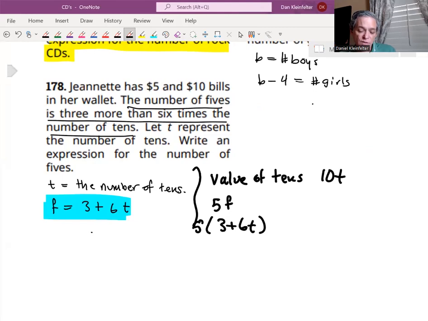Okay, all right, just for fun. All right, so that takes us to the end of section 1.2. Let me know if you have any questions, and then have a great day.